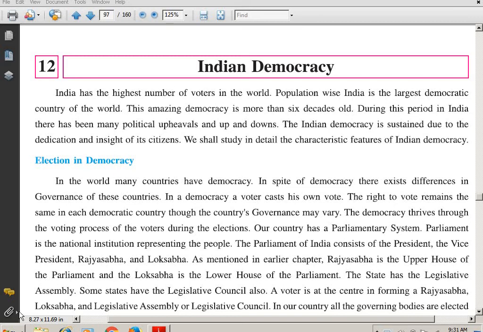Hello students, let's come back to our social studies textbook, that is chapter 12, Indian Democracy. Now dear students, what do you understand by democracy? We have already studied it. Democracy is government by people, for people and of people. And so today let's see what we are going to study: how the procedure of election is in our country.